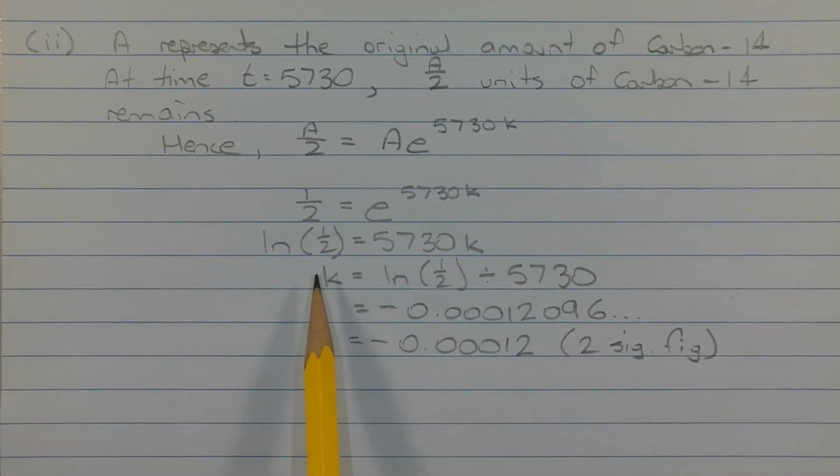So we get k is equal to ln of 1 over 2 divided by 5730, and that equals negative 0.0001296 and so on, which rounds to negative 0.00012, correct to two significant figures as required.